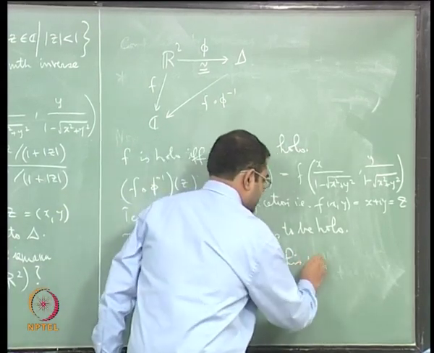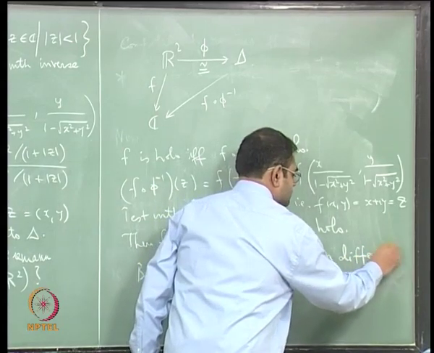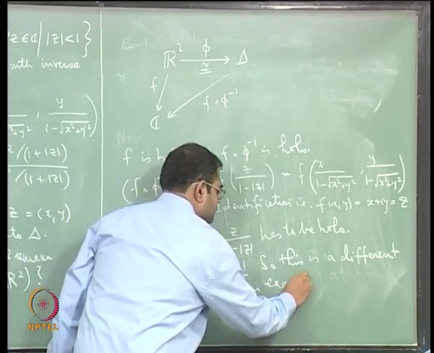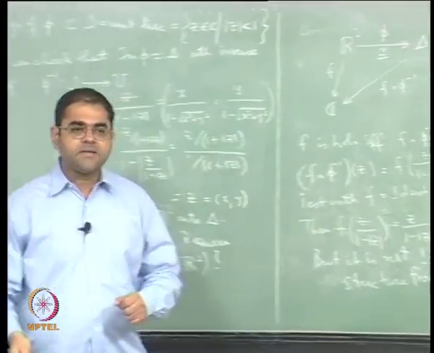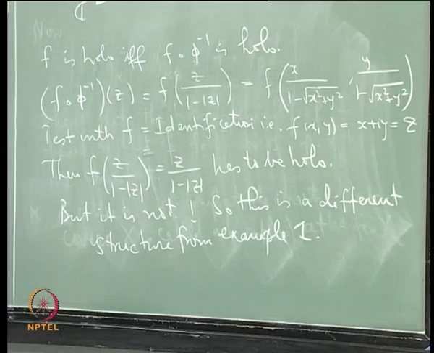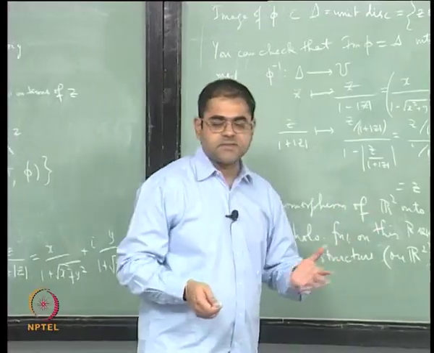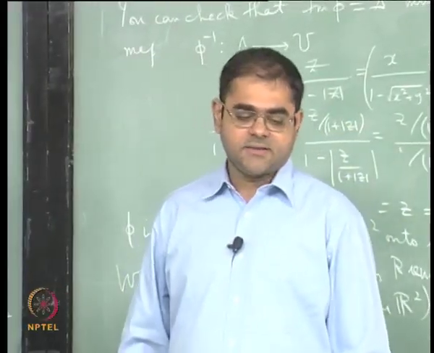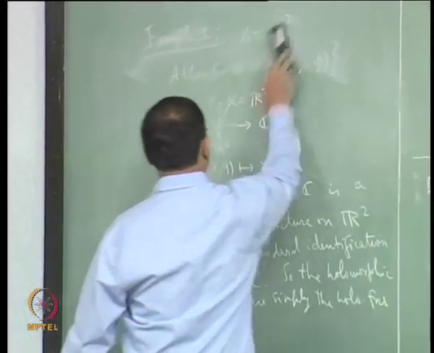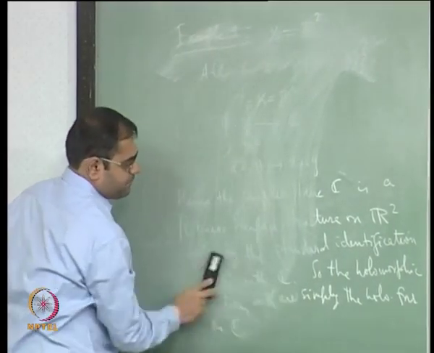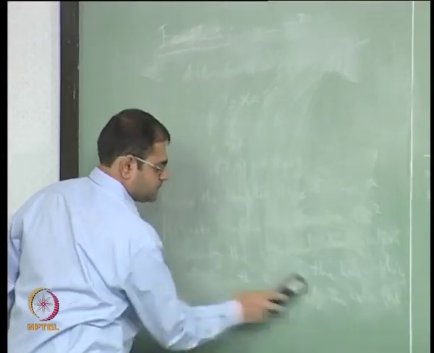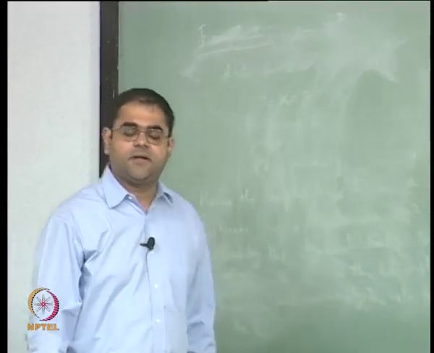So let me just complete this. So this is a different structure. From example 1. Okay, so the remark is that you can still look at the situation that is described by the Riemann mapping theorem. Okay, so let's now go into the next example, which is trying to make the sphere into a Riemann surface.